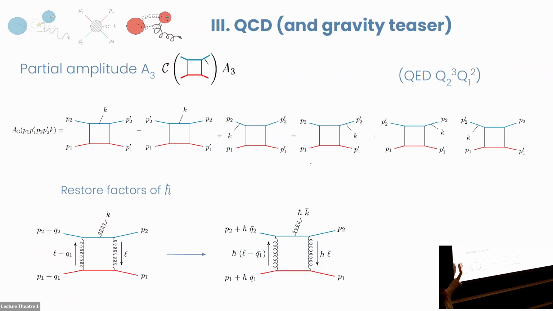Here's the expression in terms of the graphs, and as I mentioned, you can see that this is also the QED expression. If we take each of the graphs, we can see how we put the H bars back into the kinematics. You get these H bars back where you have loop momentum, and where you have these massless external states and the messenger momentum.